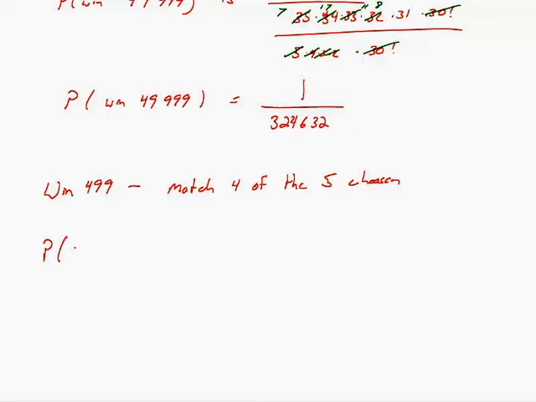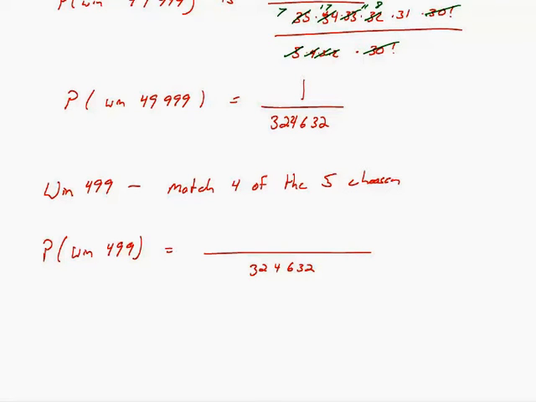So the probability that I win $499 is going to be the number of ways that this can happen. I'm going to match 4 of them, but my 5th one doesn't match. Out of the possible ways that I can choose 5 out of 35. And we already, again, saw that to be 324,632. So that part's done. What we got to do is figure out the numerator.